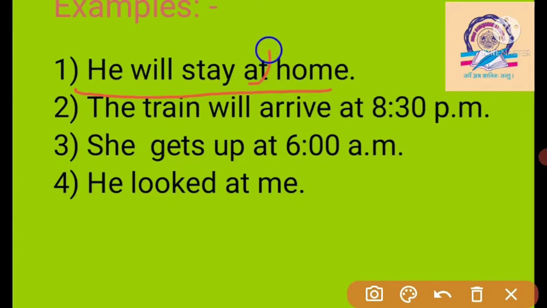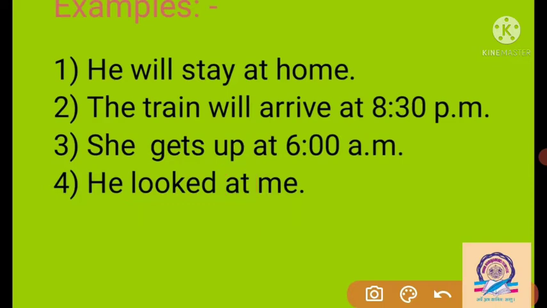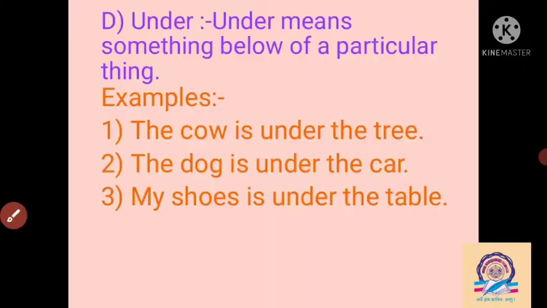So here, at home, a special location is given. He will stay at home. So home is a special location here. And, the train will arrive at 8:30 p.m. So a fixed time is given. When a fixed time is given, at that time we have to use "at". Then, she gets up at 6 a.m. Here also a fixed time is given. So before 6 we have to use "at". And then, he is looking at me. Here a special location is given, he is looking at me, so we have to use the preposition "at".